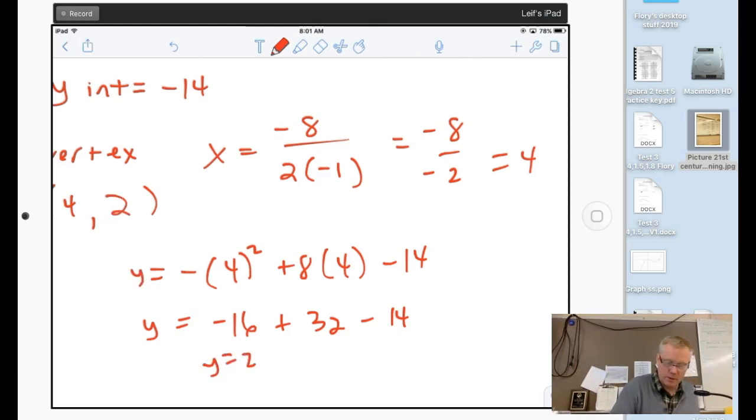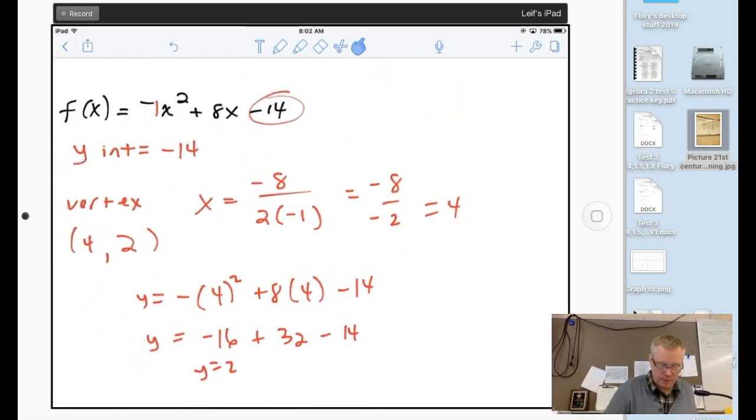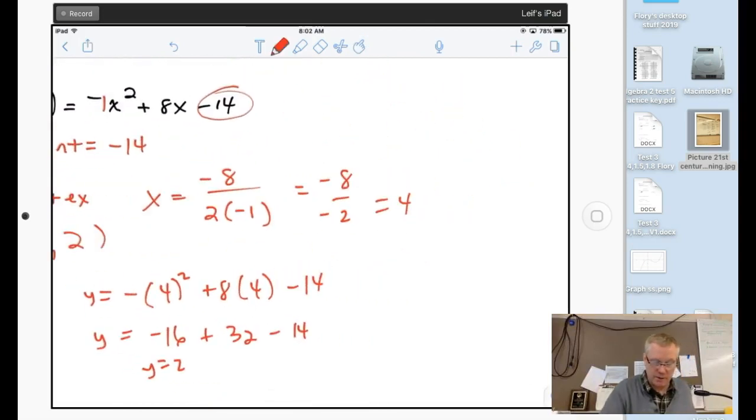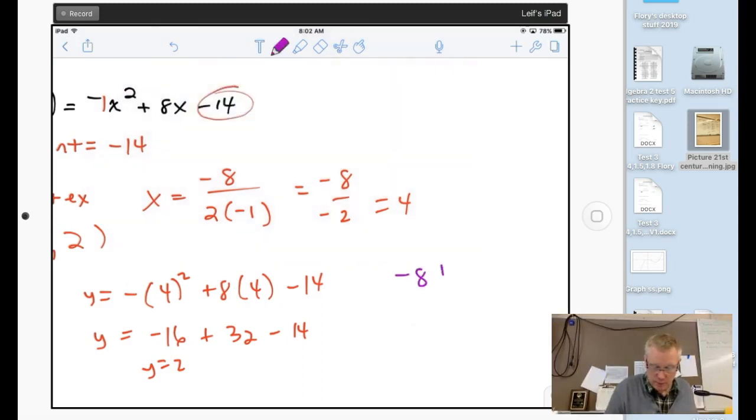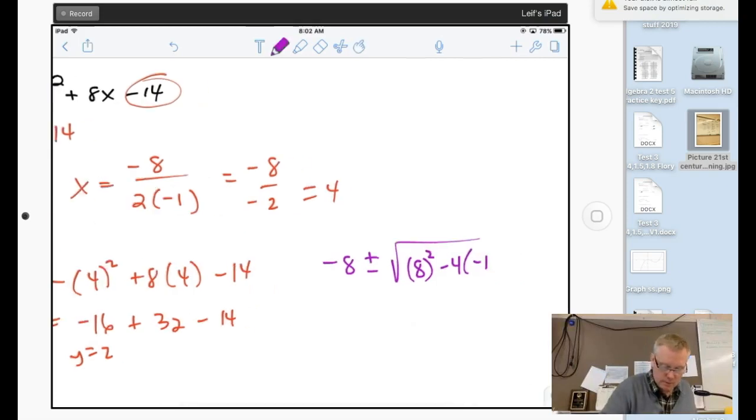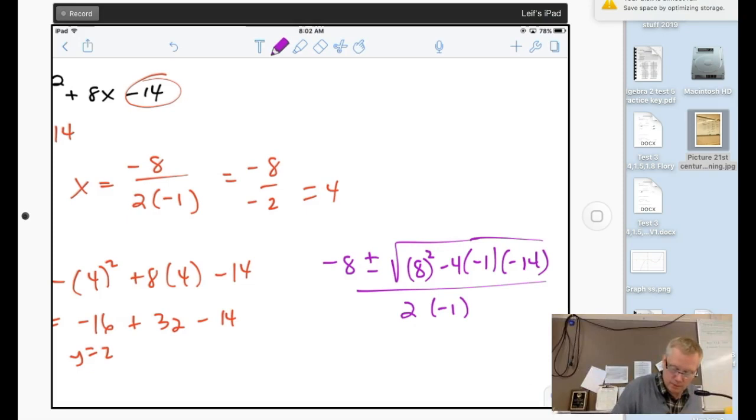So that's the y-coordinate of the vertex. Okay, and once again, I'm going to do quadratic formula with this because there's nothing that multiplies to -14 and adds up to 8. I'll tell you right now. So -b plus or minus the square root of b squared minus 4 times a times c all over 2 times a is -1. And that's what x equals.